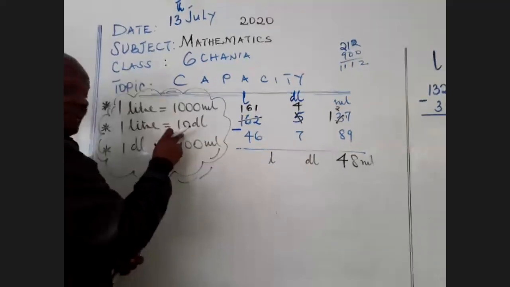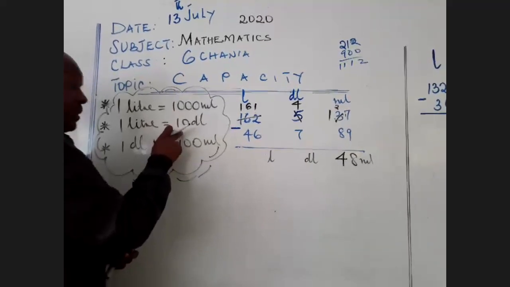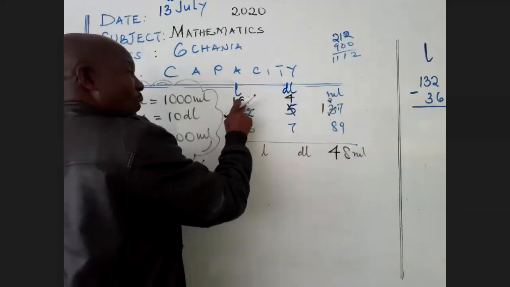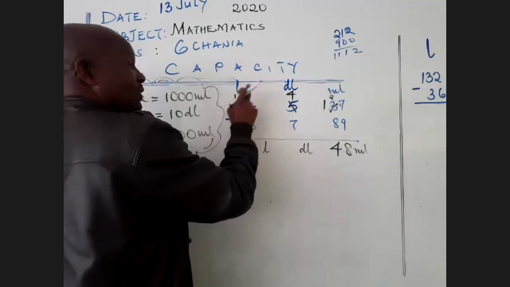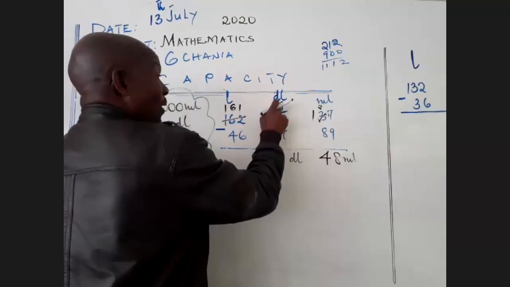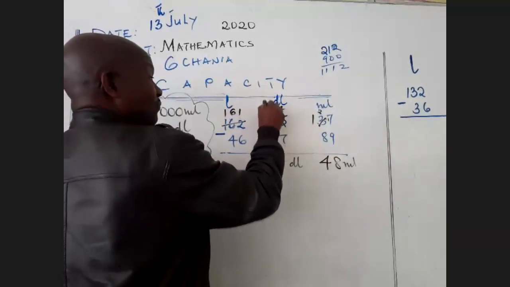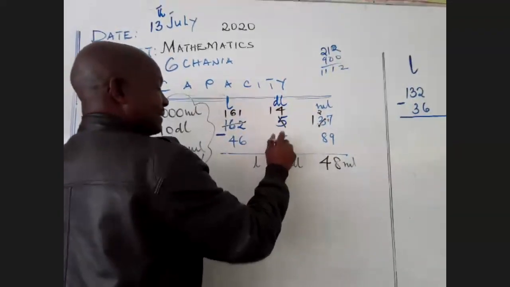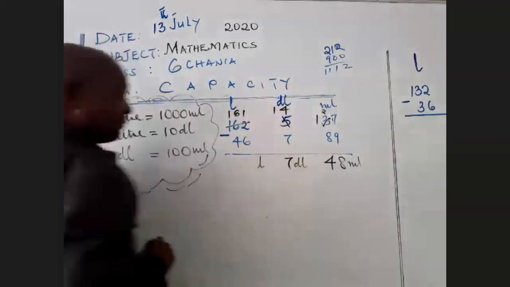Now check the liter into the stick. 1 liter is equivalent to 10. So if 1 liter is the same as 10 deciliters, I have borrowed only 1, so which is 10 deciliters, plus this 4. 4 plus 10 becomes 14. So 14 less 7, I remain with 7.